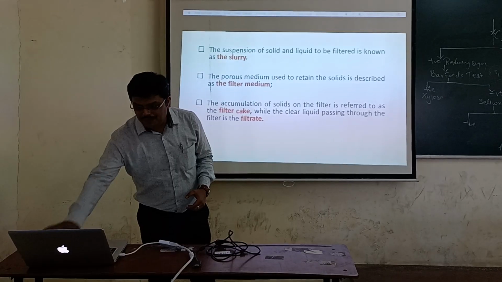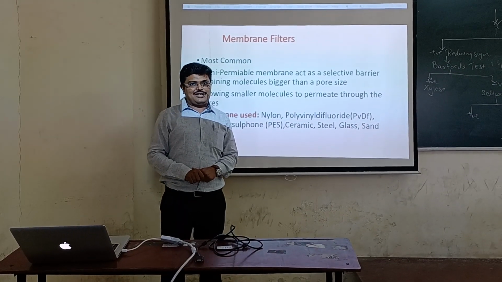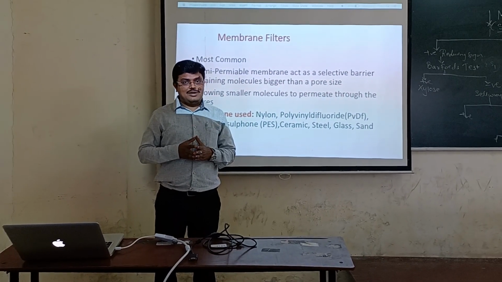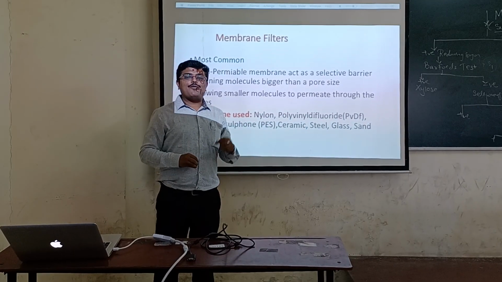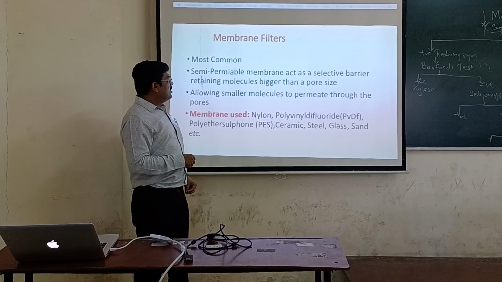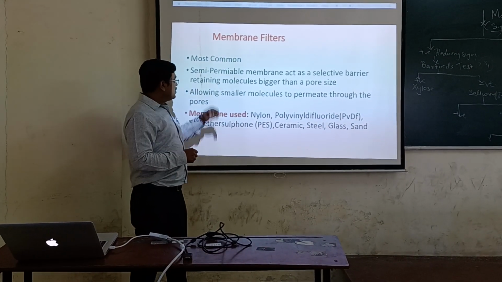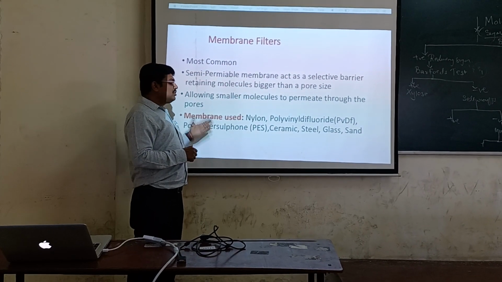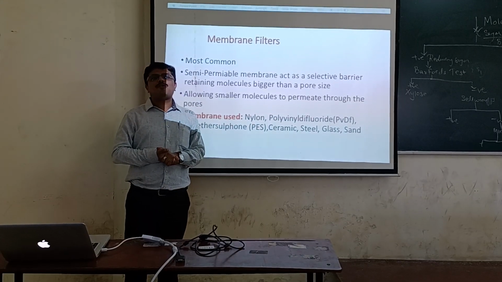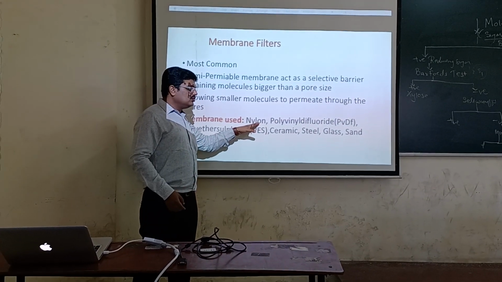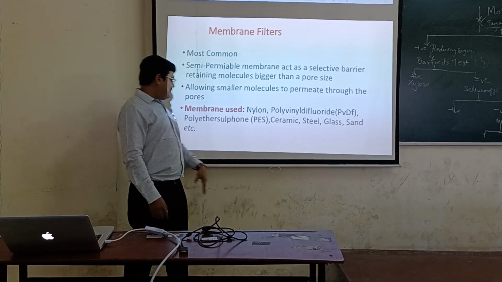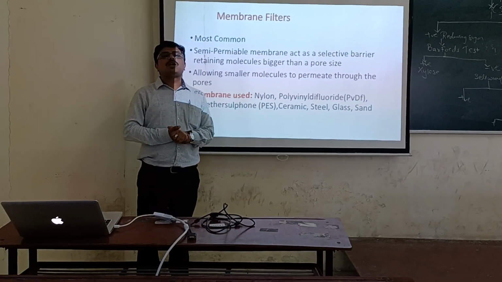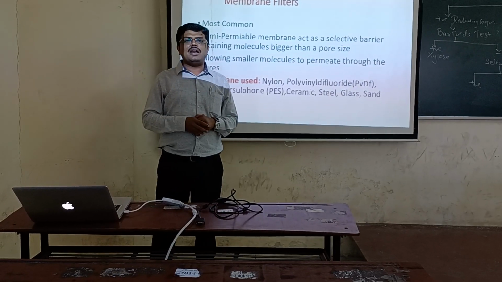Whenever we talk about filtration, there are different types of filters. But before that, whatever the porous medium is, that is basically known as a membrane. This filter membrane is made up of a variety of materials, starting from a semi-permeable membrane to a membrane which allows the movement of smaller molecules through the pores. These membranes are made of a variety of materials, from nylon to polyvinylidene difluoride, polyethersulfone, as well as ceramic, steel, glass and sand. There are various materials of which these membranes are made.